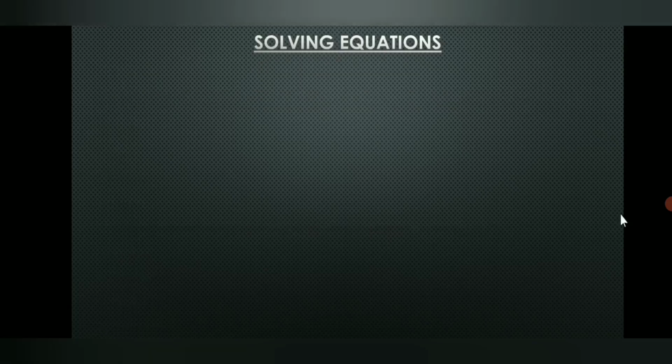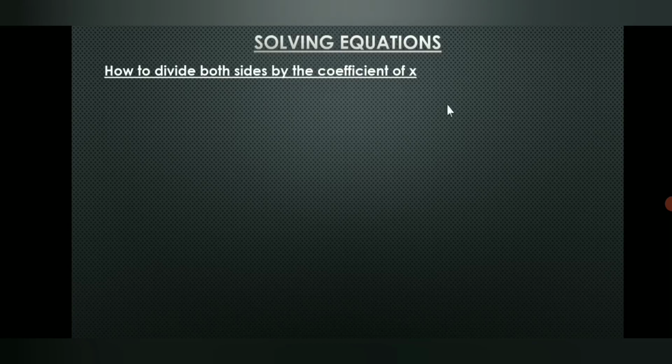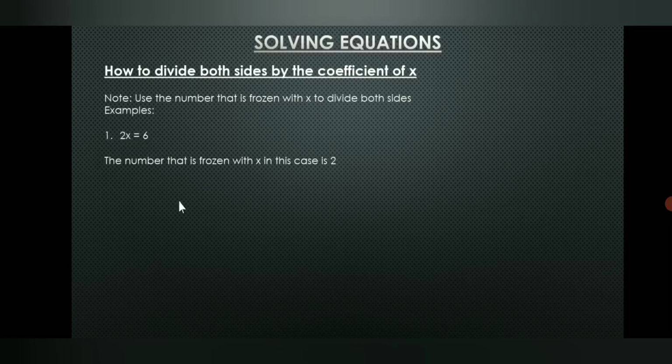All right, so now the next question is, how do we divide both sides by the coefficient of x? We are going to learn this by taking examples. Note, use the number that is frozen with x to divide both sides. Examples, let's say we have 2x equals to 6. The number that is frozen with x in this case is 2, or you can just say coefficient of x is 2. Okay, we've already established that. So 2x equals to 6. How do we solve it? We say divide both sides by the coefficient of x.